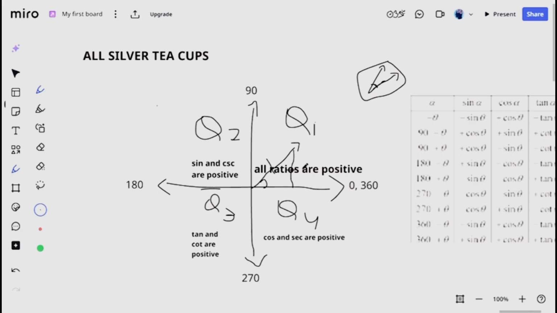Here the hypotenuse value is positive, and the opposite value is also positive. So sin theta value is positive. If all the values are positive, then obviously all the line segment magnitudes are positive. Then obviously all the ratios will be positive, because a positive value by a positive value gives you a positive value. So all ratios are positive.